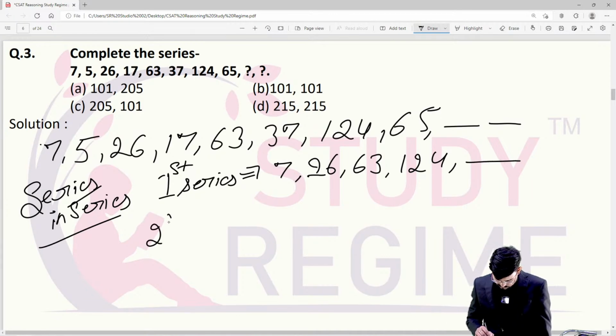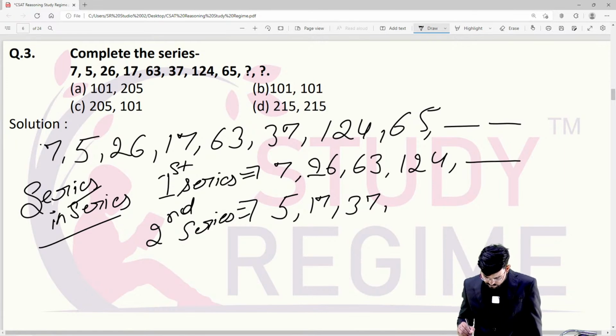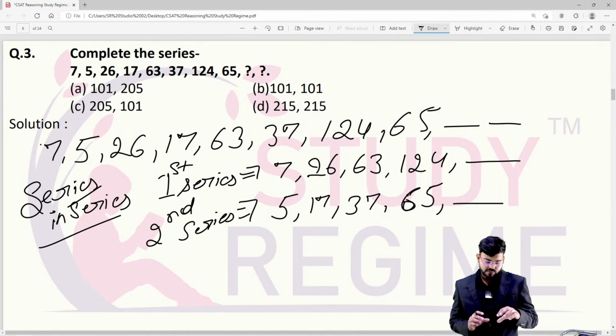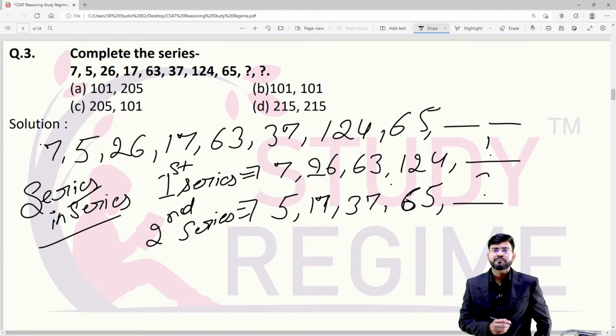Here the second series is 5, 17, 37, 65, and so on. Okay. This is a question of a series in series. So I have separated two series from the given series. The first series is 7, 26, 63, 124 and the missing term. The second series is 5, 17, 37, 65 and the missing term.